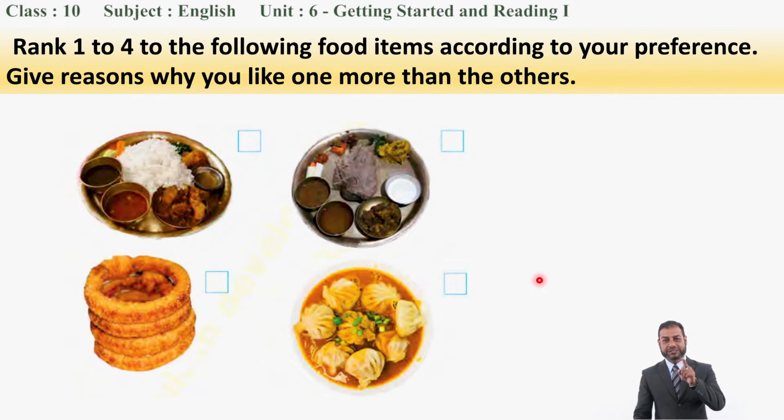And which picture do you want to rank 1? Okay, some of you the first picture, some of you the second picture, some of you the third picture, and some of you the fourth picture, because our interests are different and these can be our different favorite foods, okay? So next, which one is your second favorite food? Okay, many of you might have said momo, and then maybe sel roti and then dhido tarkari. Is it okay? Good job.